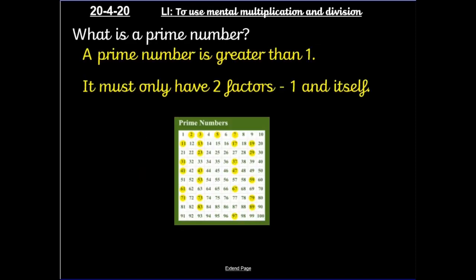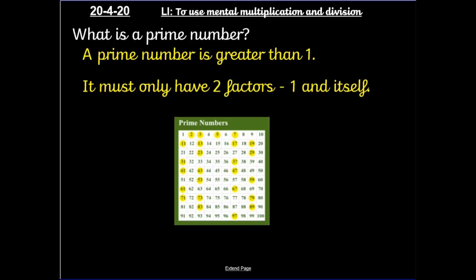Now then, what is a prime number? Now, a prime number is greater than 1, okay? And it must only have 2 factors, 1 and itself. Now, what that means is it is a number that is bigger than 1 and can be divided equally only by 1 and itself, okay? So, for example, 2 is a prime number, okay? Even though it's even, in this case, it can only be divided by 2 and 1, okay?